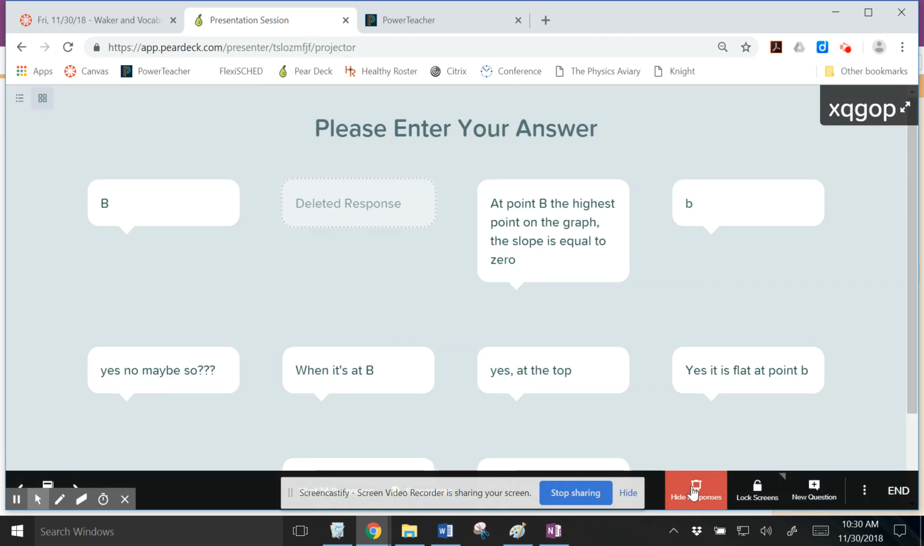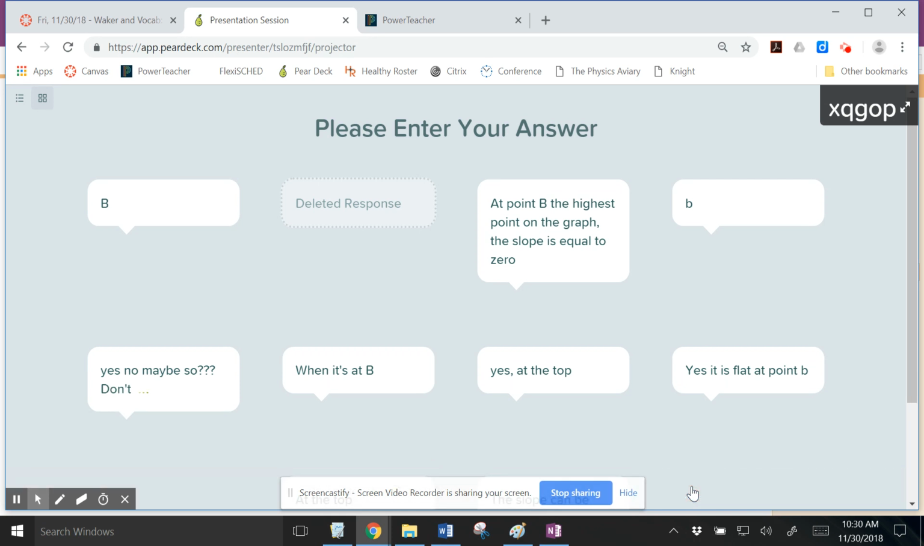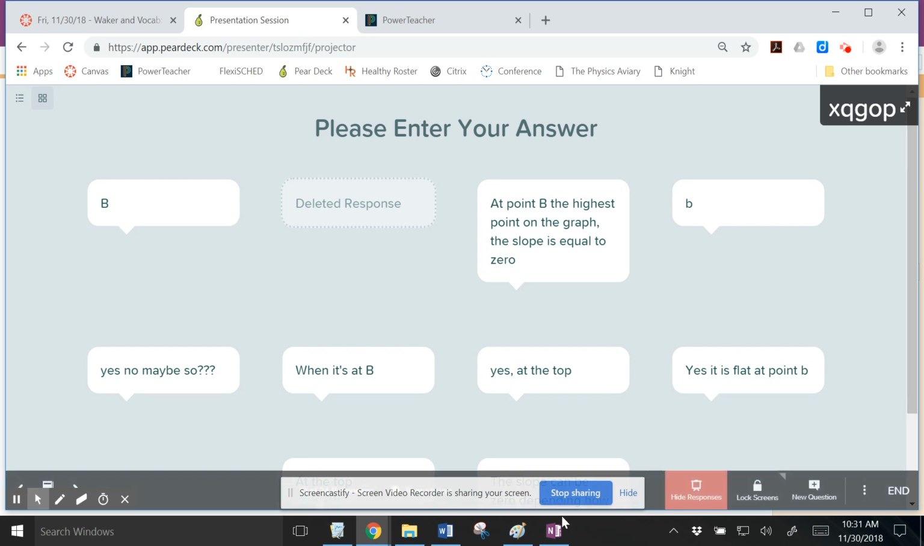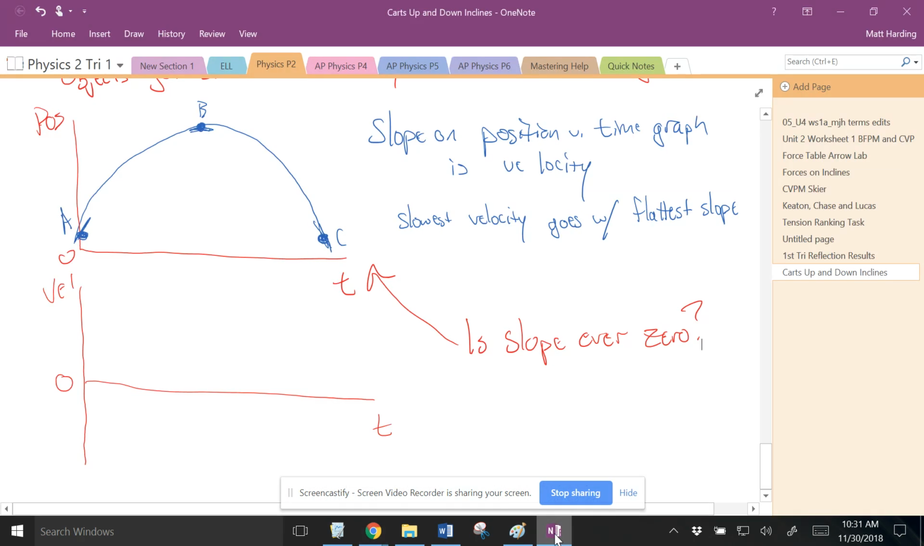All right, you got a little bit of B, point B, the highest point on the graph, the slope is equal to 0. When it's at B, yes, at the top, yes, it's flat at point B. This is what you're looking for. Is that graph ever flat, even for a moment? And by flat, I'm talking horizontal. Here at E, I do that little segment there. It's basically flat.